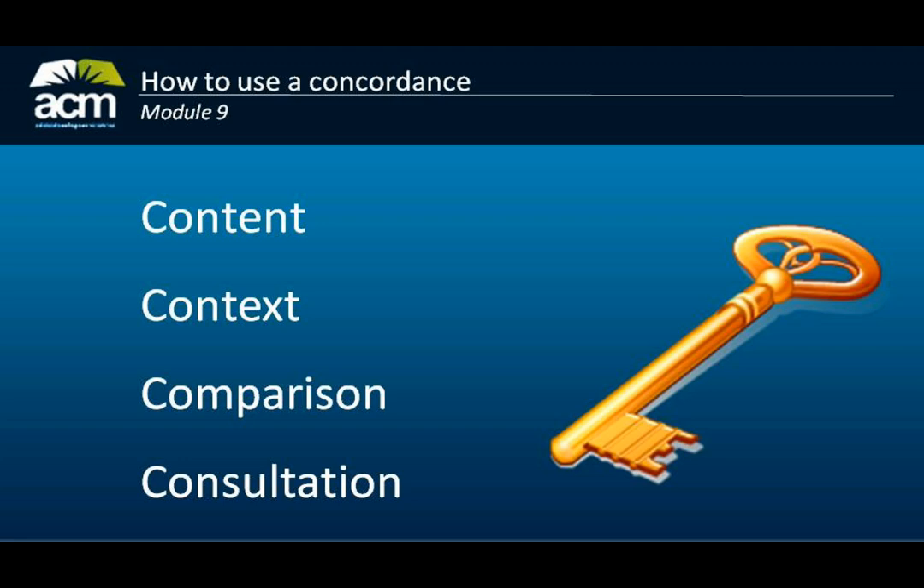The third key is comparison, and that's what we're using a concordance for. We're actually looking up words and phrases, and we're trying to see if any light gets shed on our passage by looking at similar passages using similar words. And then the fourth key to interpretation is consultation.